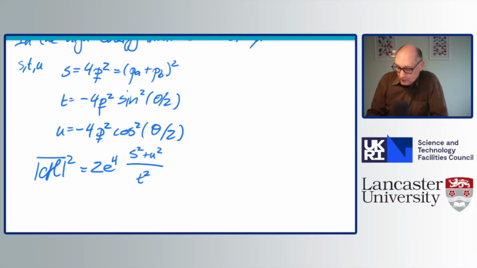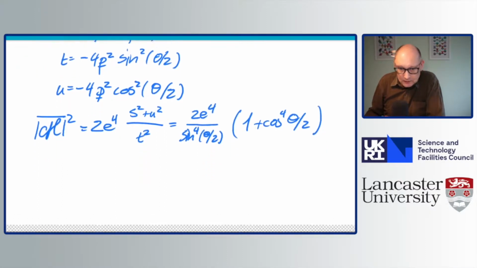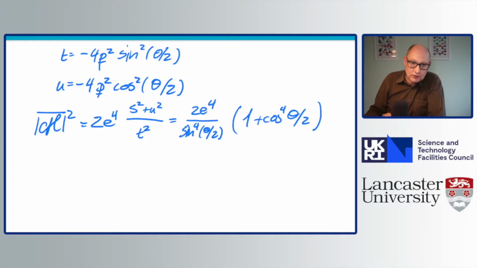That's a spin summed and averaged scattering amplitude. And if we plug in our results for s, t and u, then this becomes 2e^4 (1 plus cos^4 of theta halves) over sine^4 of theta halves. Now this amplitude, the square of the amplitude, has no dependence on the azimuthal angle, unsurprisingly.